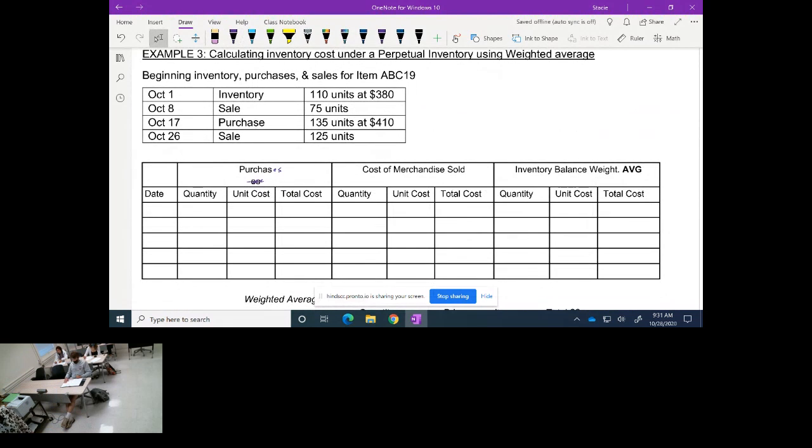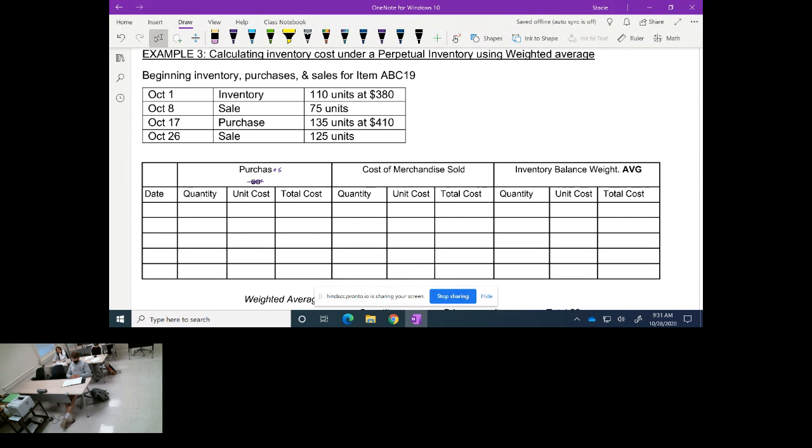Okay, purchases. All right, so this time we're going to use weighted average. And again, this is not the most common. The other two, LIFO and FIFO, are most commonly used. I think the choice is determined based on how it best affects their industry, because your cost of merchandise sold is going to be totally different depending on which method you use.